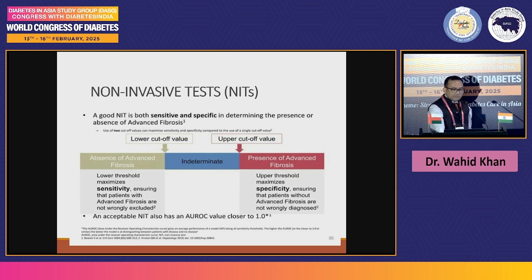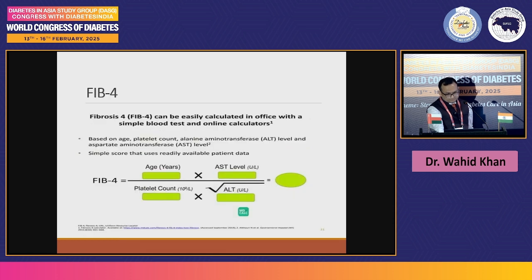They have a lower cutoff value which maximizes the sensitivity of the test, ensuring that we don't miss patients with any advanced fibrosis. Similarly, an upper cutoff value will maximize the specificity of the test, ensuring that we don't misdiagnose patients with advanced fibrosis.